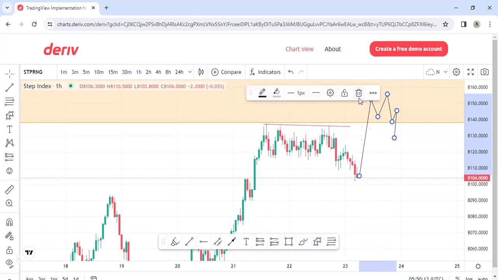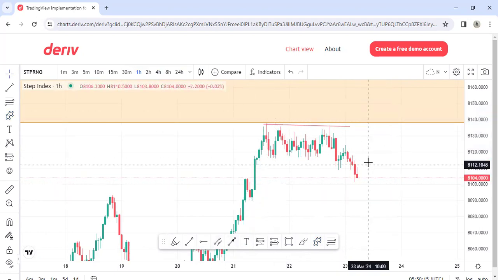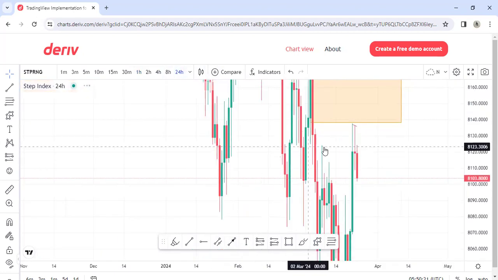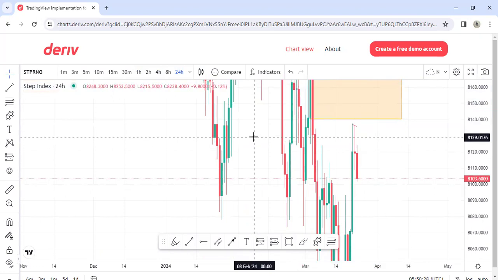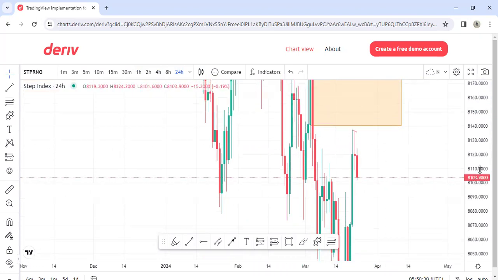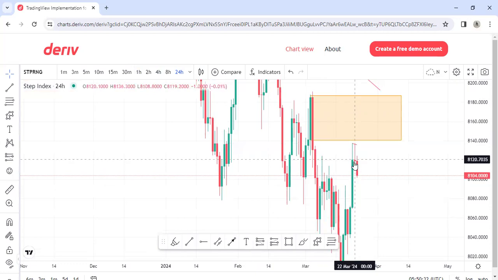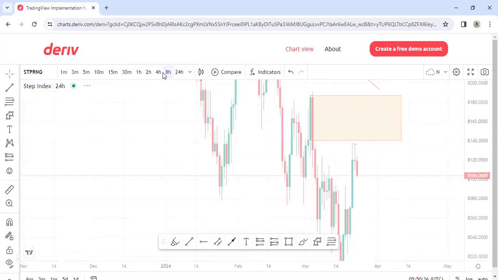So for me, I would always wait for step index to either break this low or go above this high, right? Because that is not very clear mitigation. Market has not really entered the order block well. So this is the order block. This is the daily chart again. This is the open of the order block, right? That's the open of the order block. There's the open price. So market has not really tapped into it. All right, it does not really tap into it.